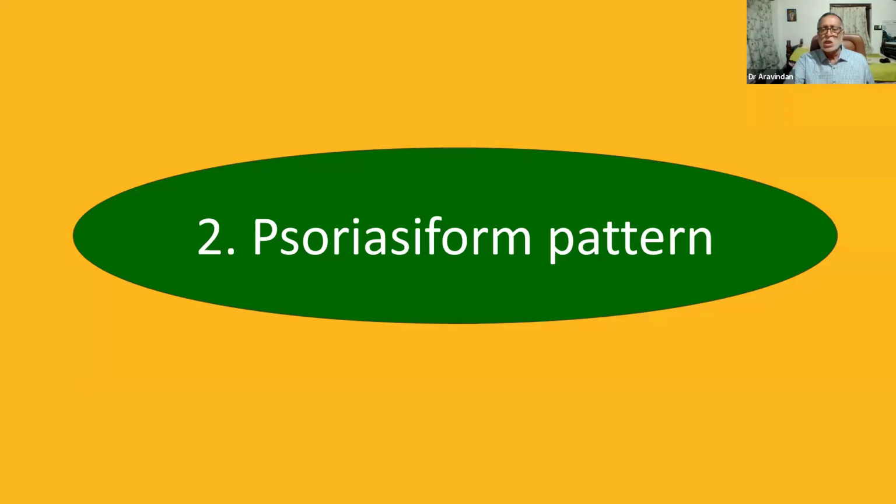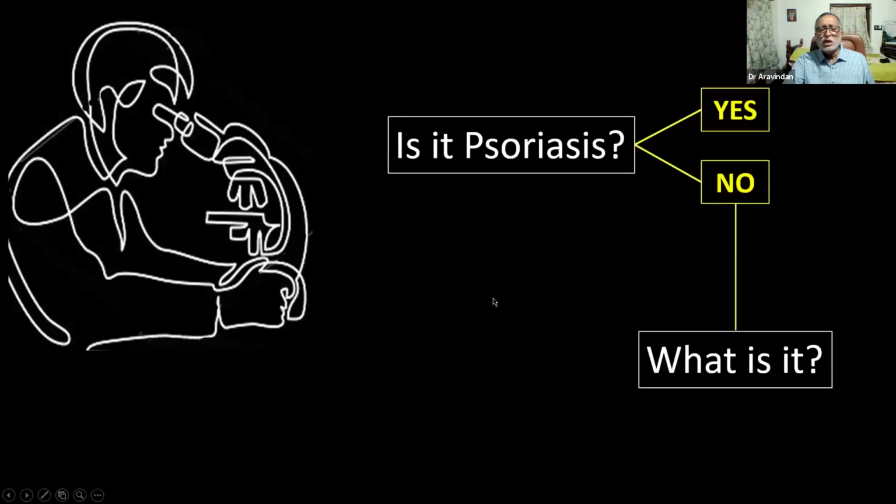Now, the second pattern is the psoriasiform pattern of disease. Here there are two questions that you ask. Psoriasis is an extremely common disorder. So is it psoriasis? And if your answer is no, it doesn't seem to be psoriasis vulgaris, then you say what it is. That is the question that you ask next.